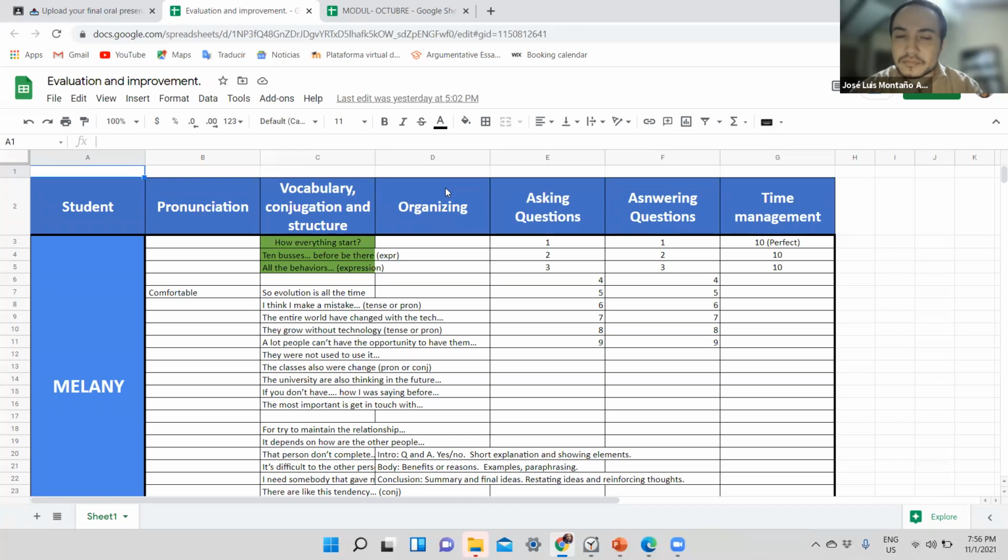Comfortable. Again, there are many options with pronunciation, but I'm trying to use the standard way of pronouncing these words. So comfortable. So evolution is all the time.